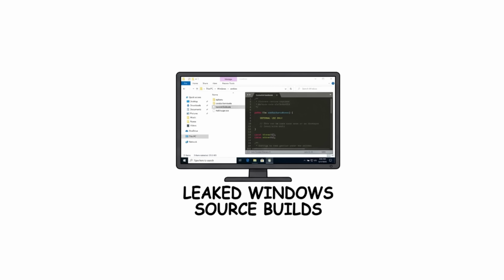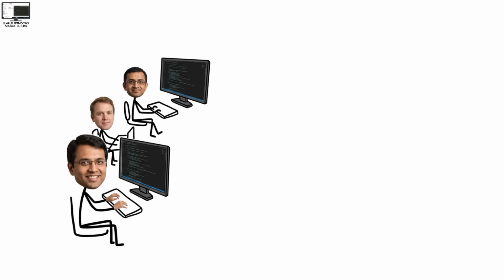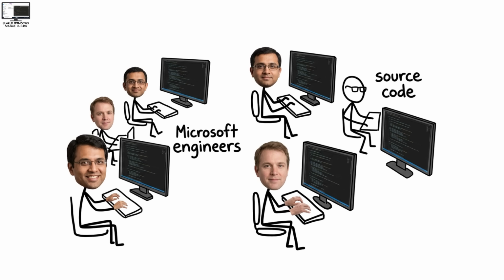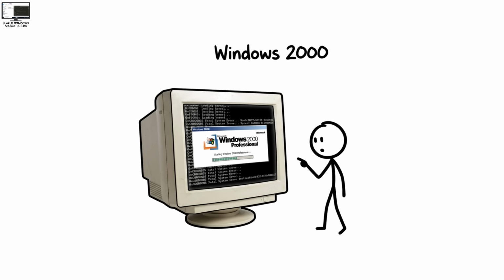Leaked Windows source code. In 2020, parts of the actual Windows XP source code leaked online. This was not a cracked copy. This was the real source code that Microsoft engineers wrote. Before that, Windows 2000 source code had also leaked in 2004.